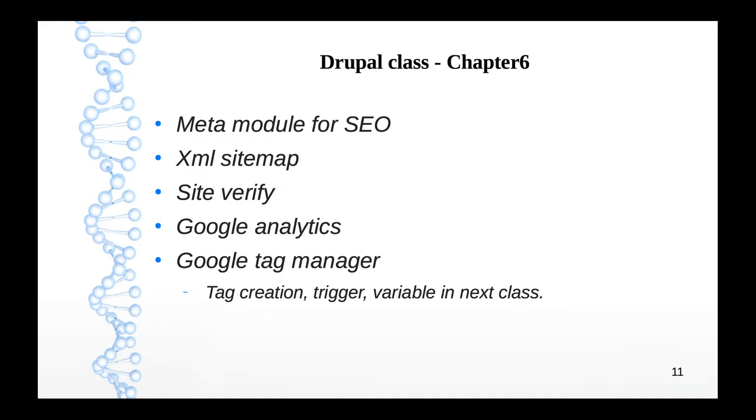So today's topic is on search engine optimizations. Search engine optimization is a very big topic, but these are the preliminary modules which will help to optimize for search engines. For example, the Meta tag module, then XML Sitemap, Site Verify, Google Analytics, Google Tag Manager, and so on. These community-built modules help to enable search engine capability in your site. So, for example, the Meta tag module.